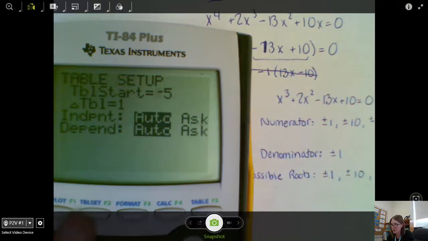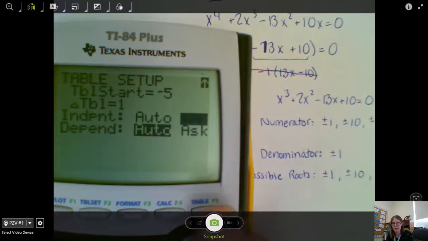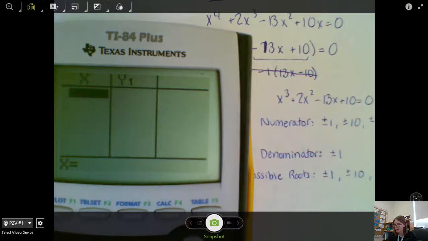Go to my table set, down to ask, and then over to my table. And I'm going to check these possible roots. So 1, hey, that worked out well. 1 is a root.